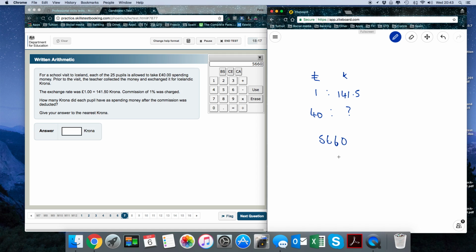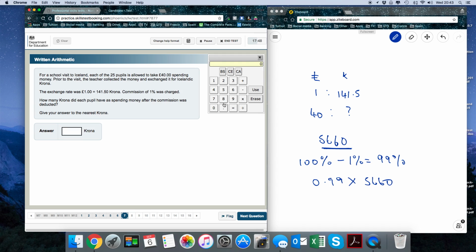Now the next step, what most people will do, and again it isn't wrong, they will work out 1% of this number and then subtract it. That's perfectly okay, and if you prefer to do that, that's fine. But a slightly quicker and smarter way of doing it is that if you have got 100% of your money, which is this 5,660, and someone charges you 1%, it means you're left with 99%. So you use that to your advantage and you work out what 99% of that number is. Percentages are very simple when you use these decimals.